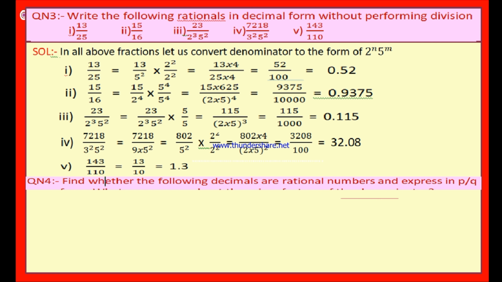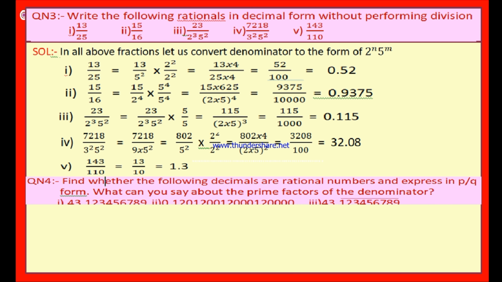Now, question number 4. Find whether the following decimals are rational numbers and expressed in P by Q form. And what can you say about the prime factors of these denominators? I shall repeat. Find whether the following decimal numbers are rational numbers and expressed in P by Q form, and what can you say about the prime factors of the denominator? The first bit is 43.123456789 and it is terminating.